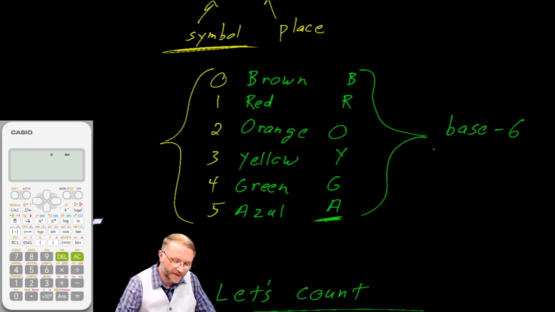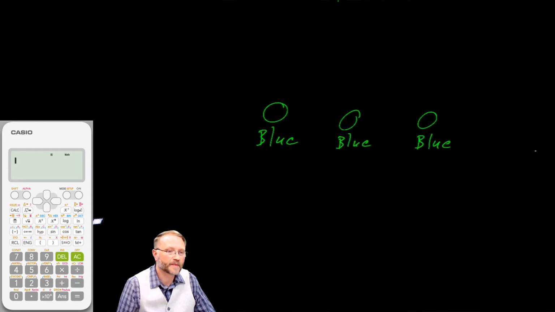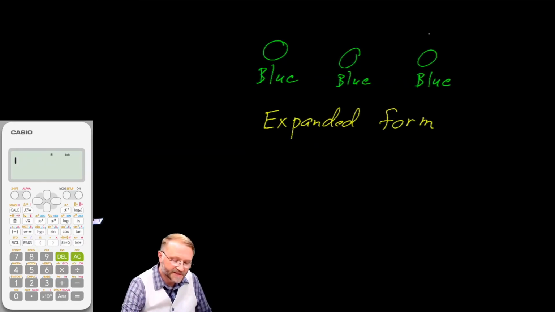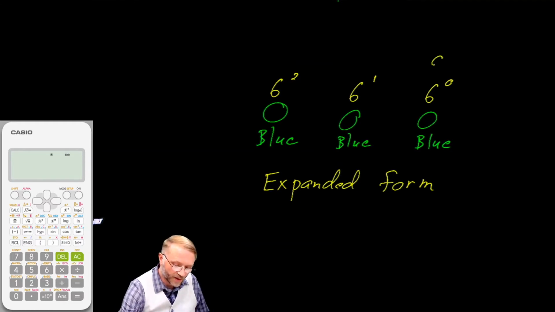Keeping in mind that we're dealing with base 6, we go back here and we try to write this in expanded form. Since it's base 6, the first column is 6 to the 0 power. This next column is 6 to the first power, and this one is 6 to the second power. We would recognize this as the ones, this as the 6s column, and this as the 36s column.